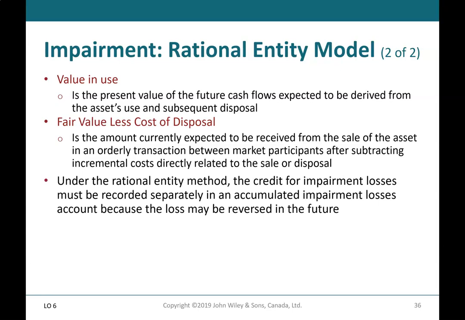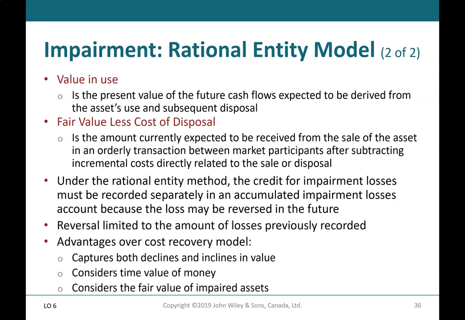Under the rational entity method, the credit for impairment losses must be recorded separately in an accumulated impairment losses account because the loss may be reversed in the future. Reversal is limited to the amount of losses previously recorded.